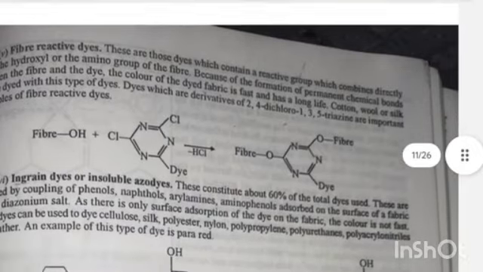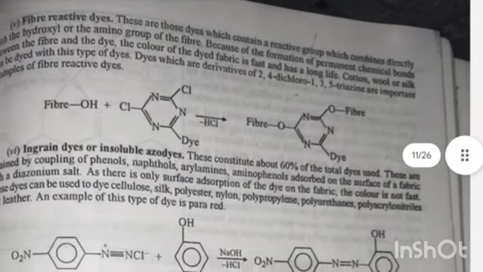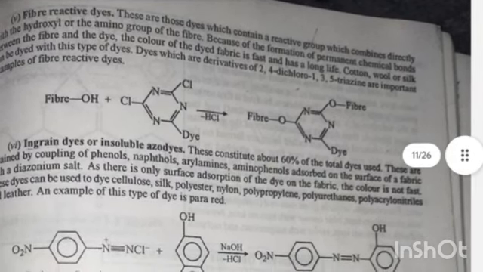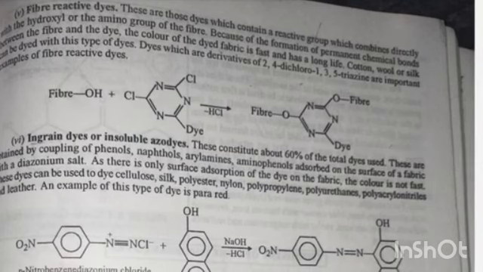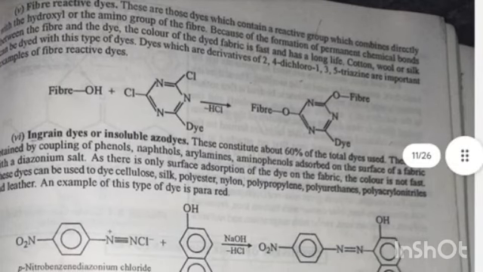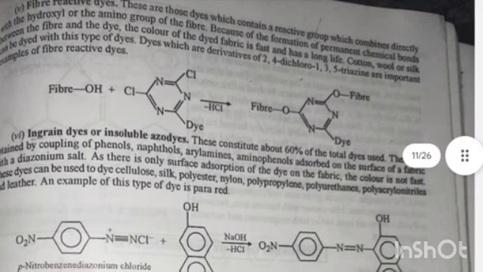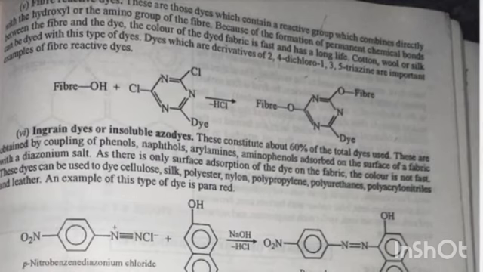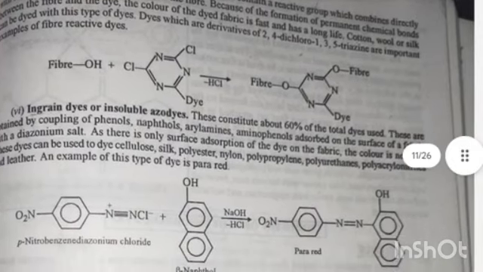Fiber reactive dyes. These are those dyes which contain a reactive group which combines directly with the hydroxyl or amino groups of the fiber because of the formation of permanent chemical bonds between the fiber and the dye. The color of the dyed fabric is fast and has a long life. Cotton, wool, and silk can be dyed with these types of dyes. Derivatives of 2,4-dichloro-1,3,5-triazine are important examples of fiber reactive dyes.